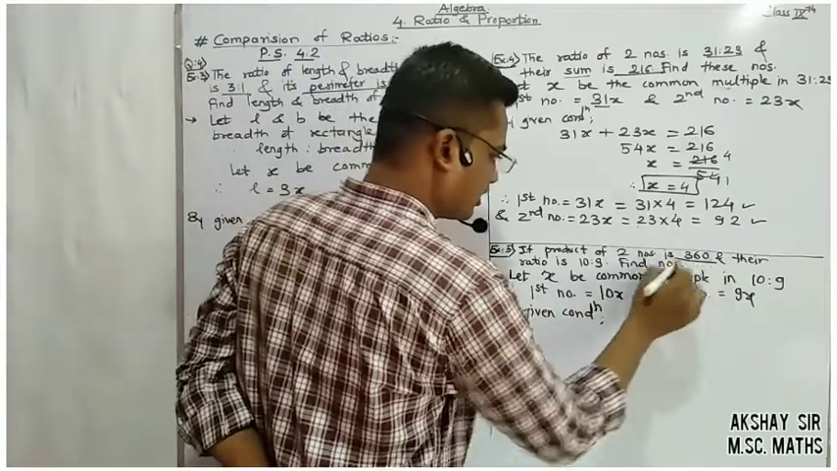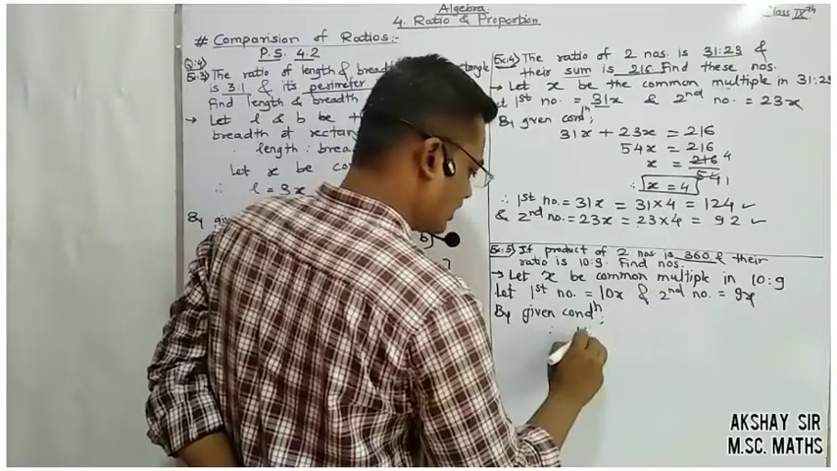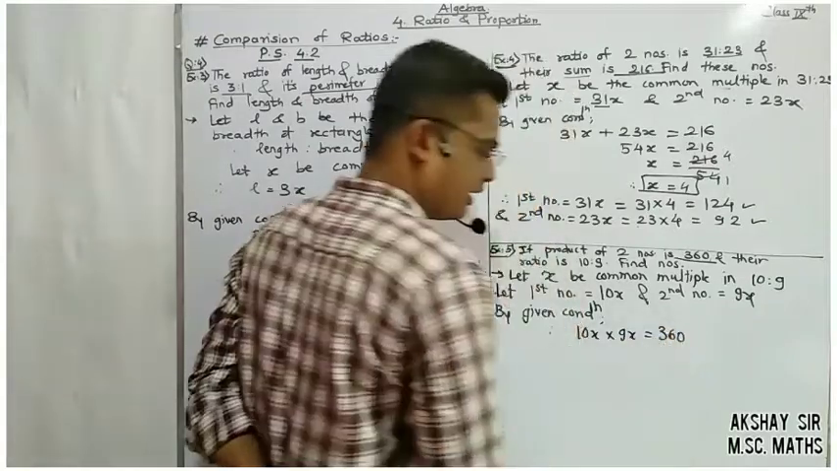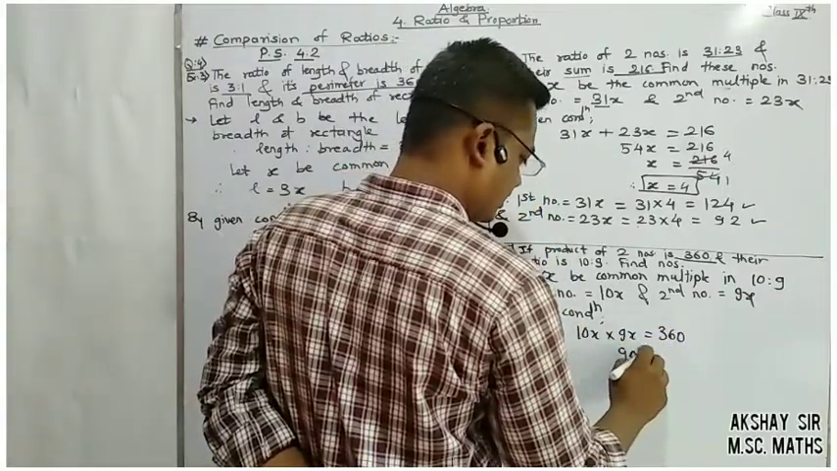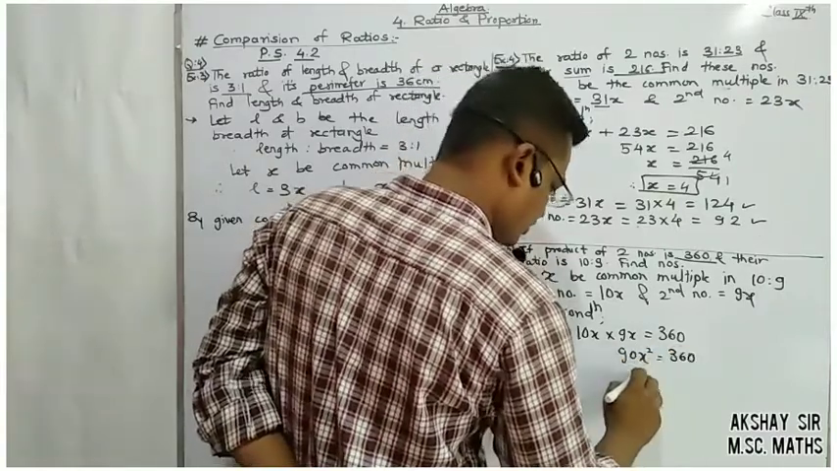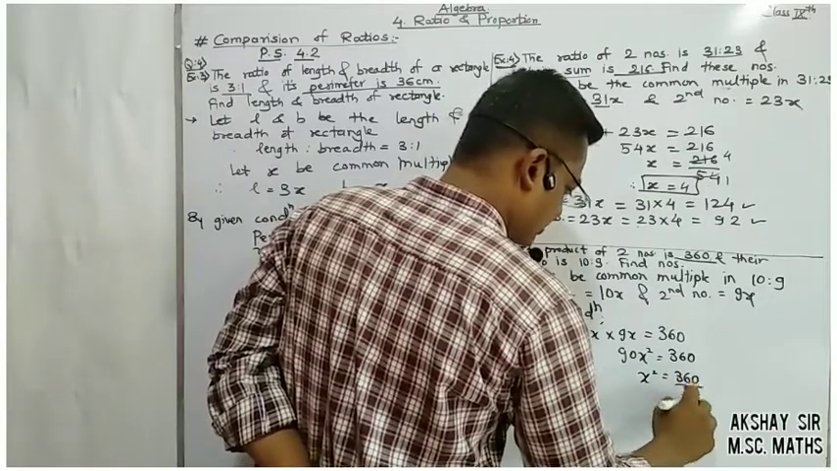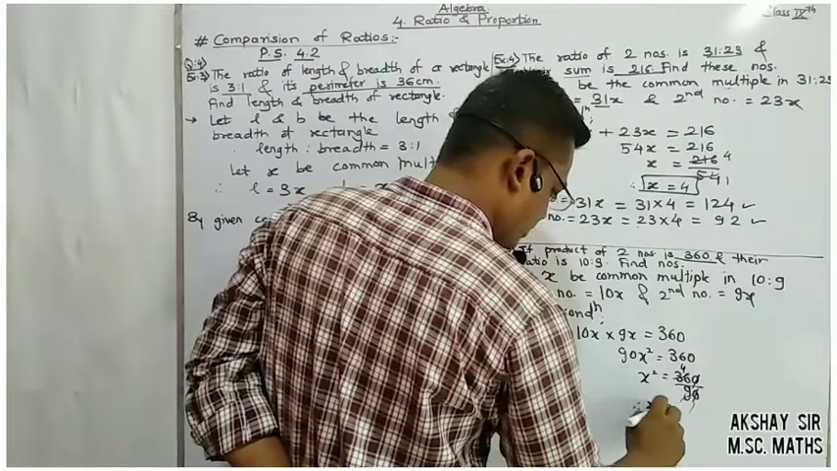Now by the given condition, their product is 360. See here, the condition: the product is 360. Therefore let us multiply the first number and the second number, that is 10x into 9x is equal to 360. So 10 into 9 is 90, x into x is x square. So here 360. We get x square equals 360 upon 90. Zeros will get cancelled. 9 fours are 36. So we get x square is equal to 4.